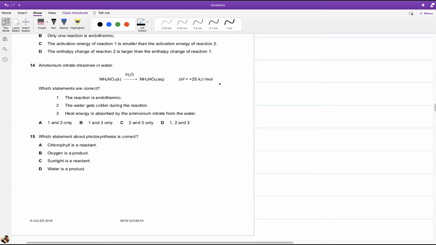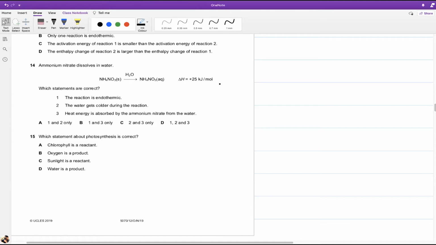The water gets colder. Obviously, water is losing energy. That energy is being taken up by the process. So temperature falls. It's an endothermic reaction. Temperature falls. Heat energy is absorbed by the ammonium nitrate from the water. Yeah, that is again right. So 1, 2, and 3, all three of them correct.